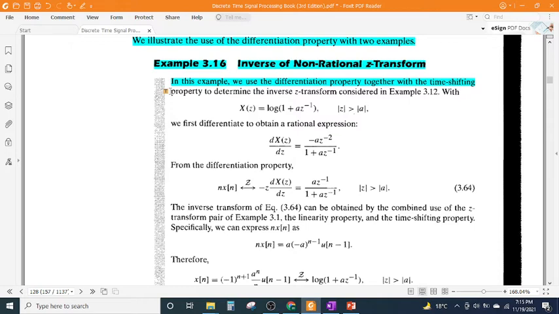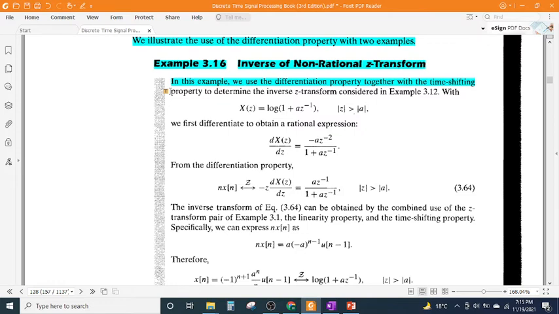The inverse transform of Equation 3.64 can be obtained by the combined use of the z-transform pair of Example 3.1, the linearity property, and the time-shifting property. Specifically, we can express n x[n] as n x[n] = a (-a)^(n-1) u[n-1]. Therefore x[n] = (-1)^(n+1) a^n/n u[n-1]. The result of Example 3.16 will be useful in our discussion of the cepstrum in Chapter 13.